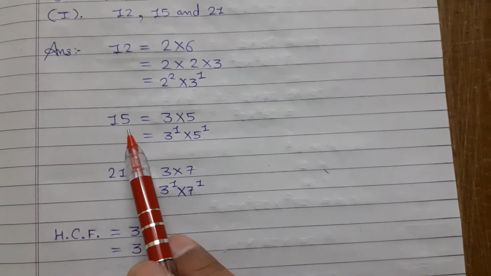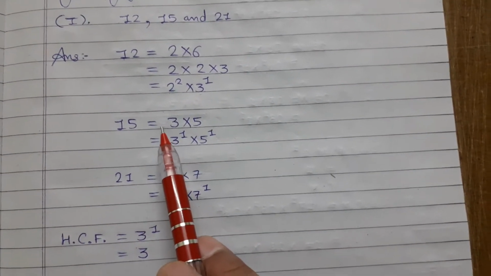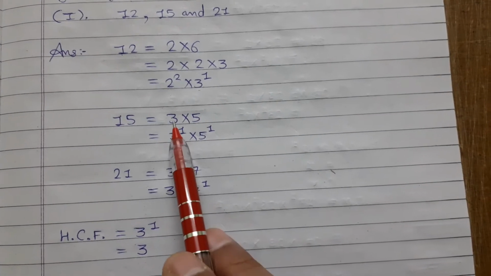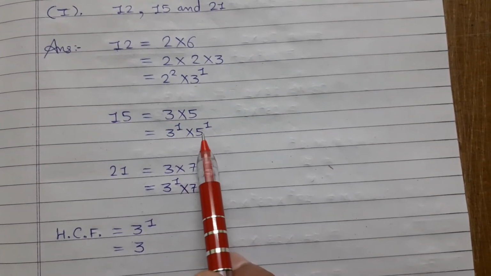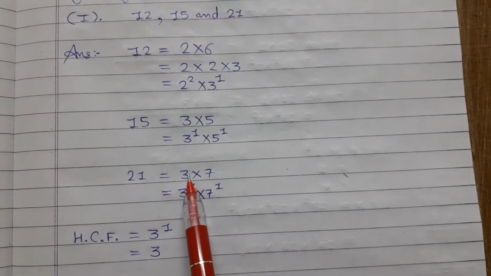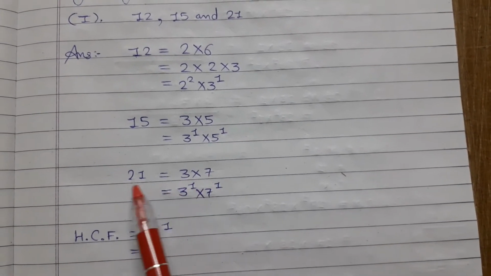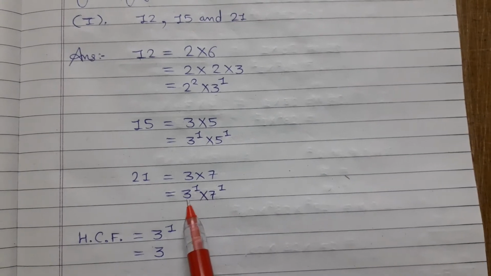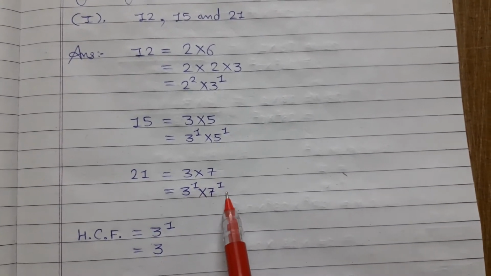Here 15 is given as the second digit. 15 means 3 5s are 15. 3 comes 1 time, therefore 3 raised to 1. 5 comes 1 time, therefore 5 raised to 1. 21 we are getting by multiplication of 3 and 7. 3 7s are 21. 3 comes 1 time, therefore 3 raised to 1. 7 comes 1 time, therefore 7 raised to 1.